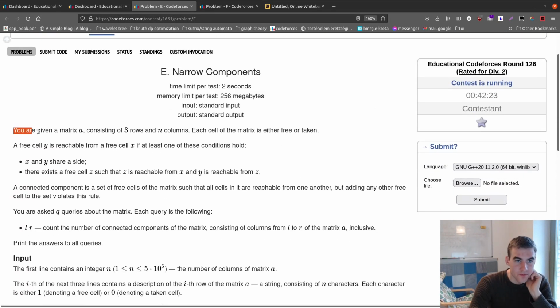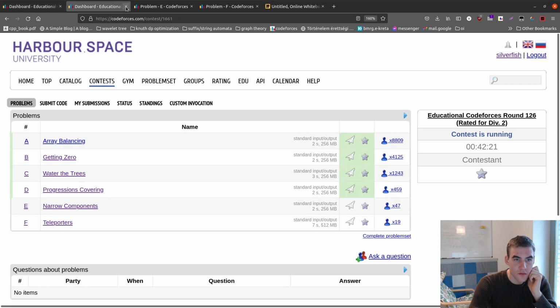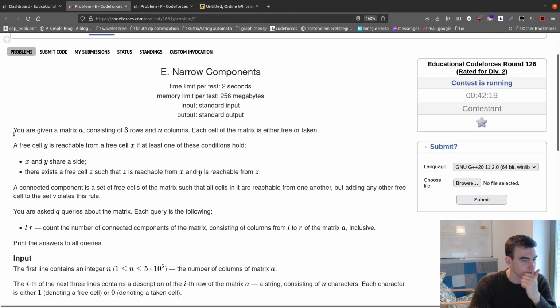Okay, problem E. A matrix A consisting of 3 rows and n columns. Each cell of the matrix is either free or taken. So 3 rows and n columns, so it's like a very, very long rectangle.